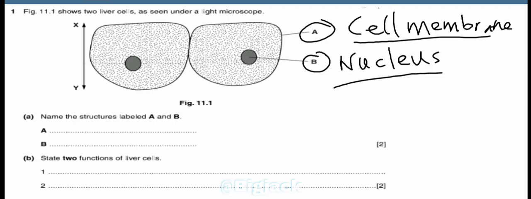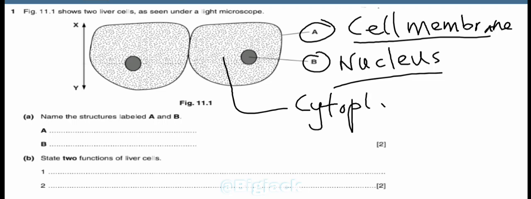Question A. Name the structures labeled A and B. So as for A, we are going to say the cell membrane. Then as for B, we are going to say the nucleus. Now, not only those structures are found in an animal cell or the liver cell. We also have these small structures which are called the cytoplasm. The function of the cytoplasm is the site where all the chemical reactions occur. Or we can just say the site for chemical reactions.